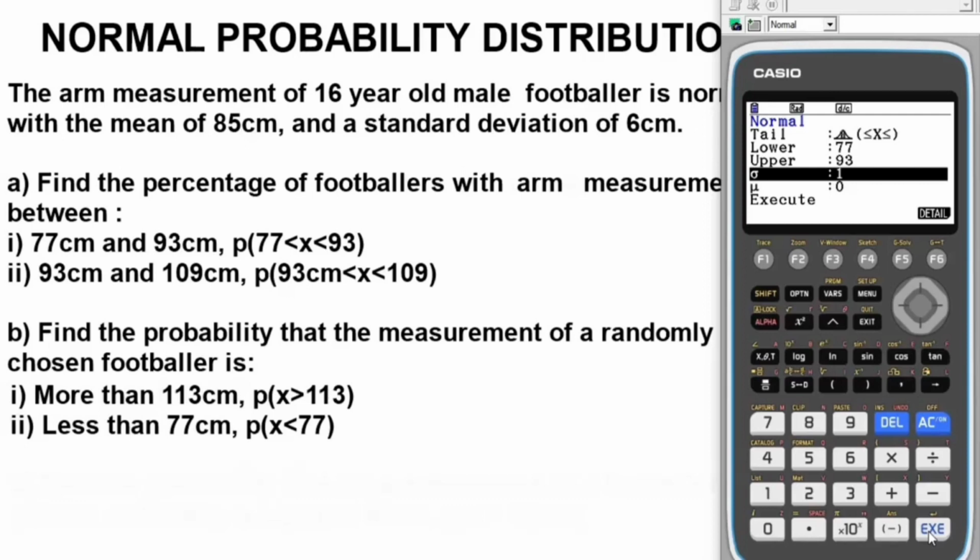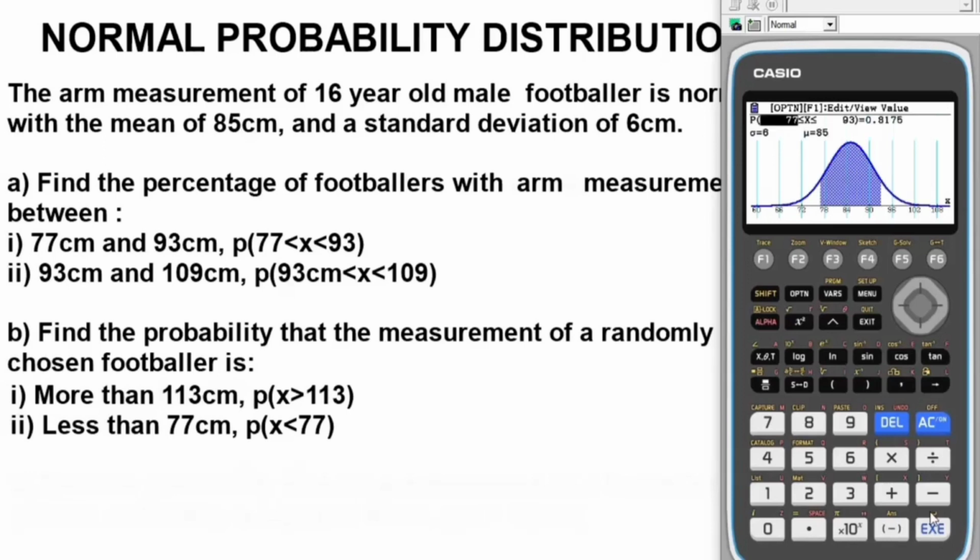Then we have this symbol, which stands for standard deviation. Our standard deviation here is 6 cm. Press execute. Then this symbol stands for mean, and our mean is 85. Press execute, and press execute again, and it will display the answer. This is the graphical aspect of it. So this is the answer. We have it to be 0.8175. That's as simple as that, guys.